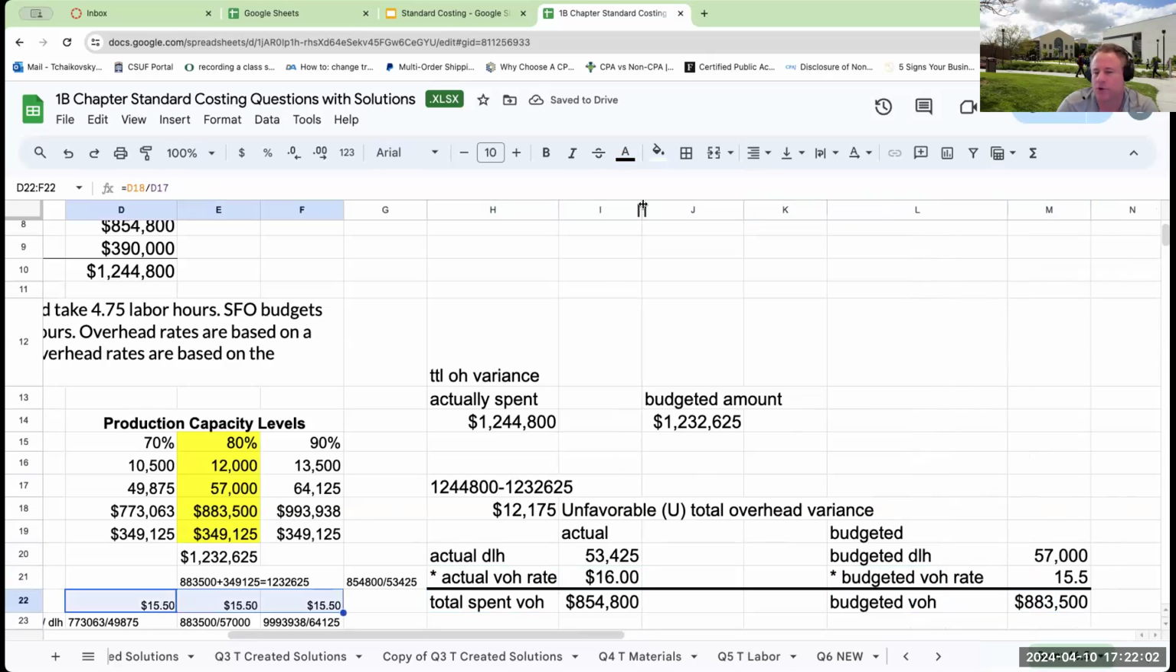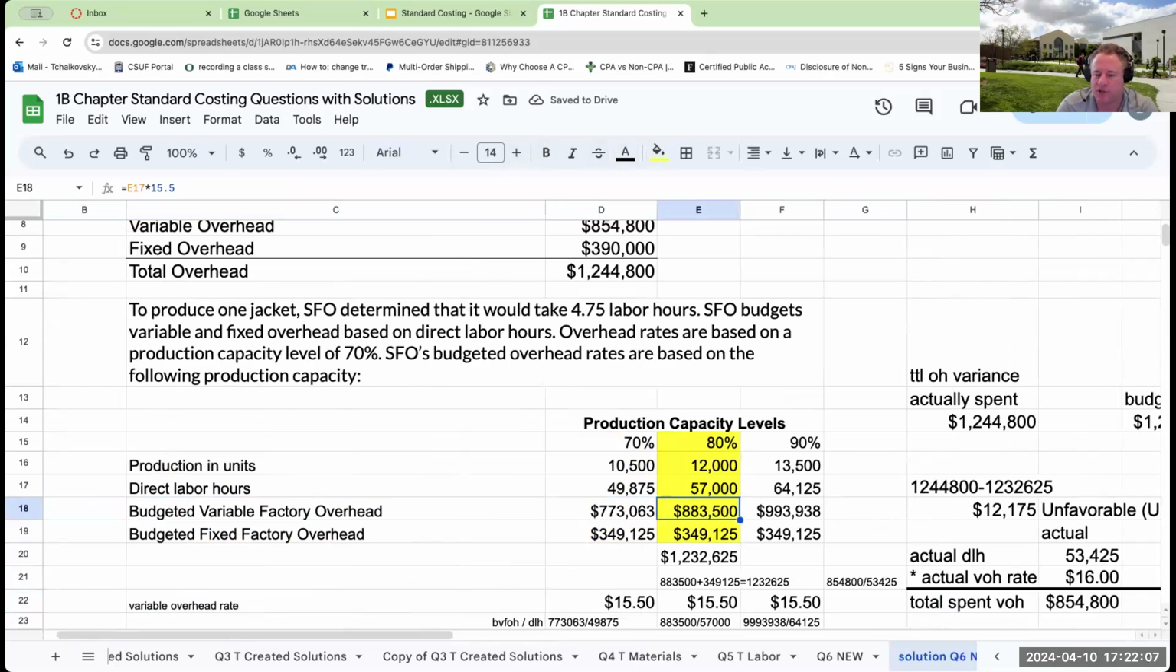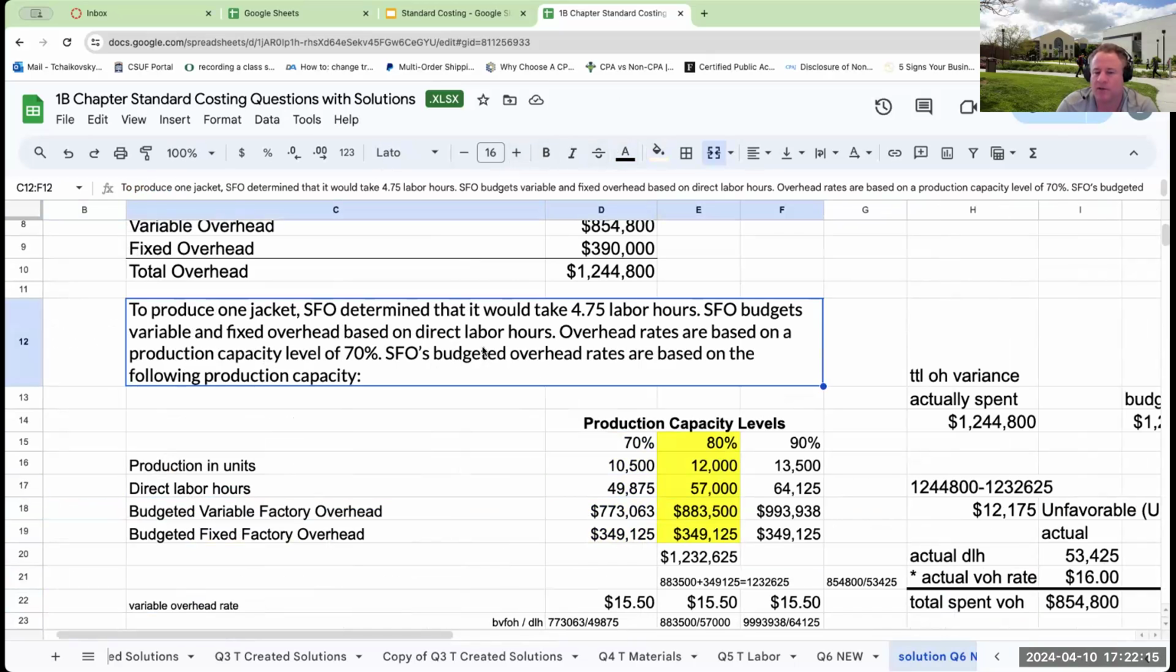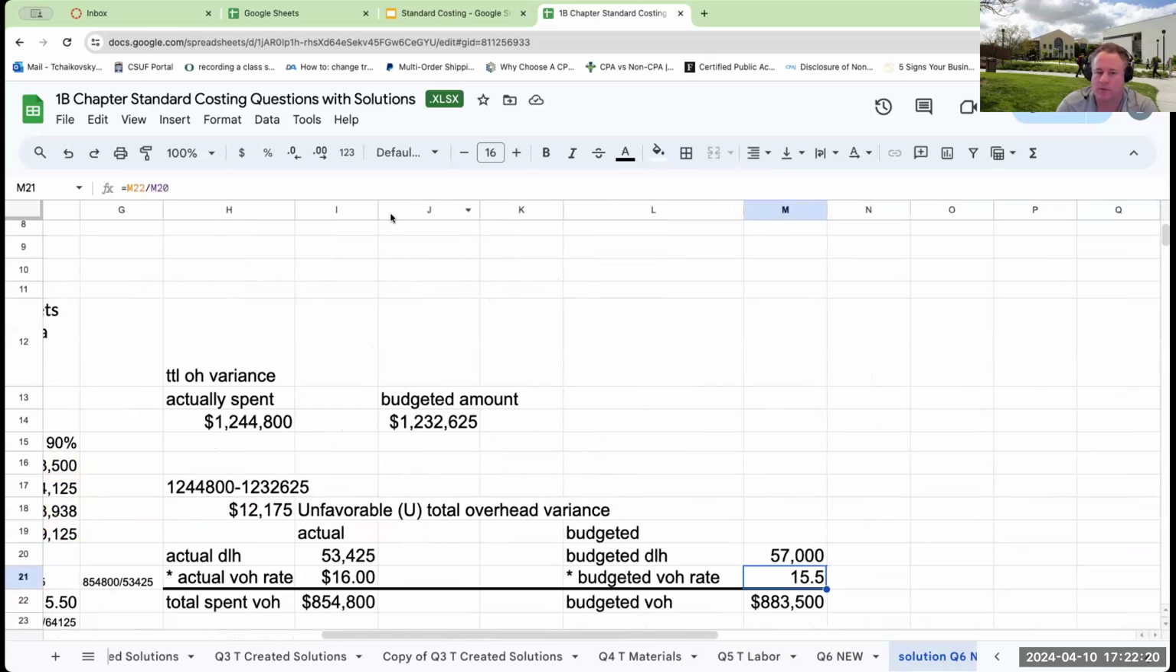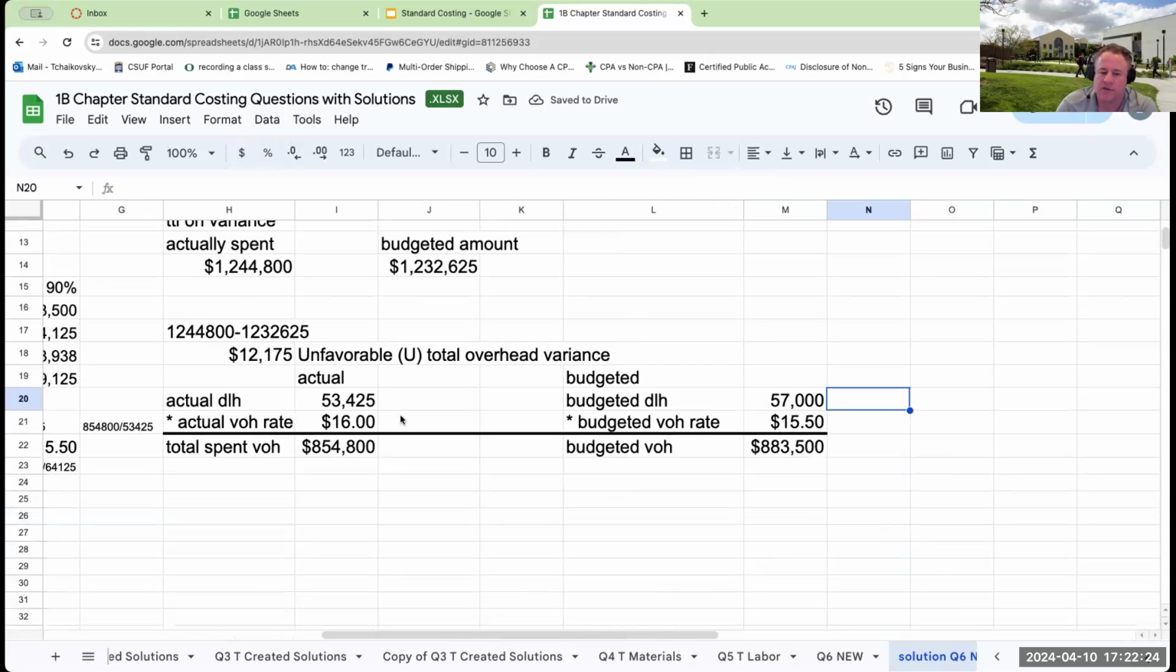Remember, when I was showing you how this was basically being computed, we're taking the amount of the budgeted variable overhead, dividing it by the direct labor hours. Why are we using direct labor hours? Over here, we're doing this. It's based on direct labor hours. So now when I come over here and look at this, this is giving me a total variable overhead variance of 28,700. And this would be favorable.